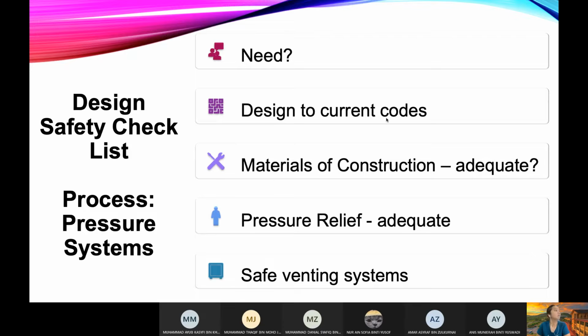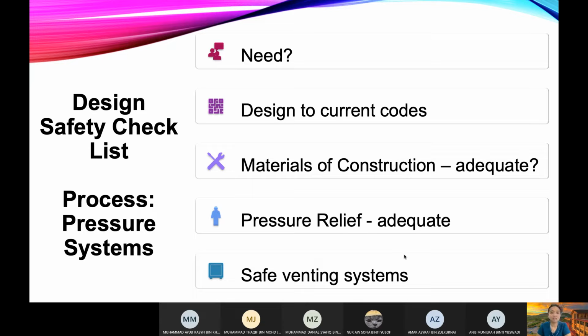So kalau pressure system, do you need a high pressure system? Sebab tu macam bila kamu nak pilih proses, one of the consideration, do we need a high pressure system? Okay, if you need, macam contohnya reactor tu tak ada choice lah. Kalau reaction tu memerlukan tekanan tinggi, there's no choice. But if there is other kinds of equipment that may be high pressure, you may need to consider, is there a need? Next, your design to the current codes, material construction, pressure relief and the safe venting system.